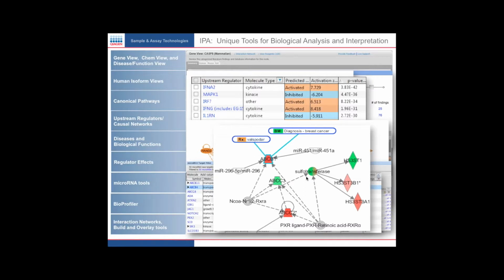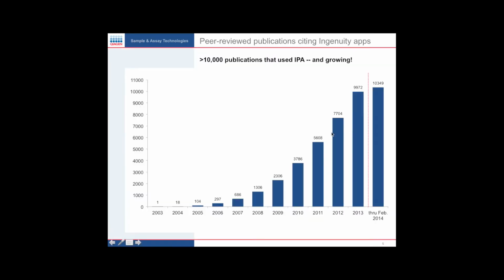Okay, so just to emphasize how well used IPA is by the scientific community, we've reached our 10,000 milestone of papers that have been published using IPA. So as of February, we have 10,000 papers that people have published using IPA. So we're really proud of how people use it and find value and publish with it.